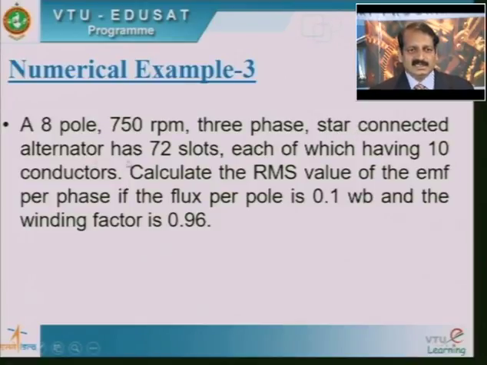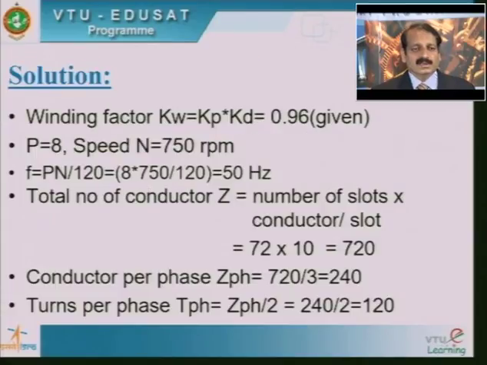This alternator has 72 slots, each of which has 10 conductors. So in each slot we have 10 conductors. We need to calculate the RMS value of the EMF per phase if the flux per pole is 0.1 Webers and the winding factor is 0.96. So, let us solve this numerical.